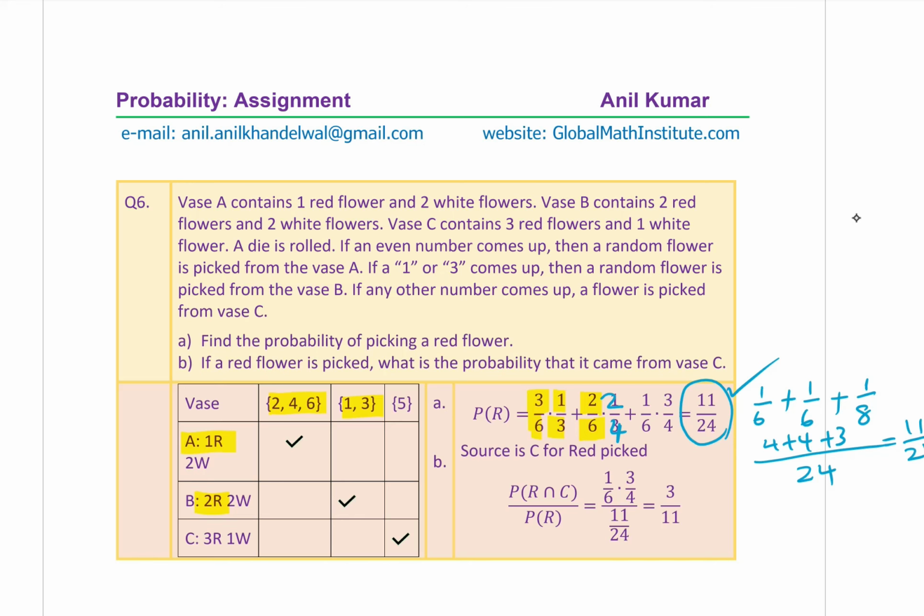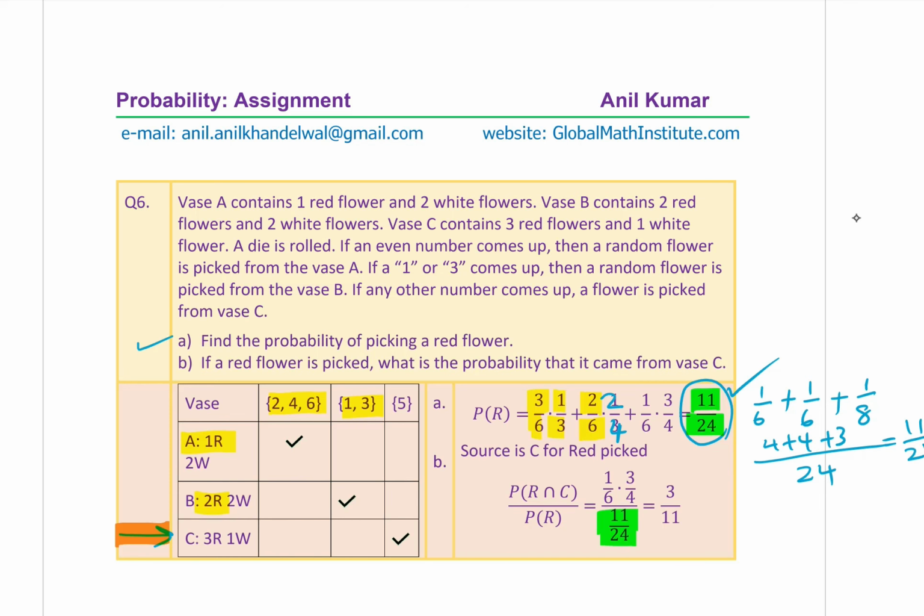Now, part B here is, if a red flower is picked, what is the probability that it comes from vase C, right? So this is what we have to now look into, that it comes from vase C. Let's look into this portion now. So that means a conditional probability. So what is the probability of picking up a red flower in all? We already calculated the probability of red flower, which is 11 over 24.